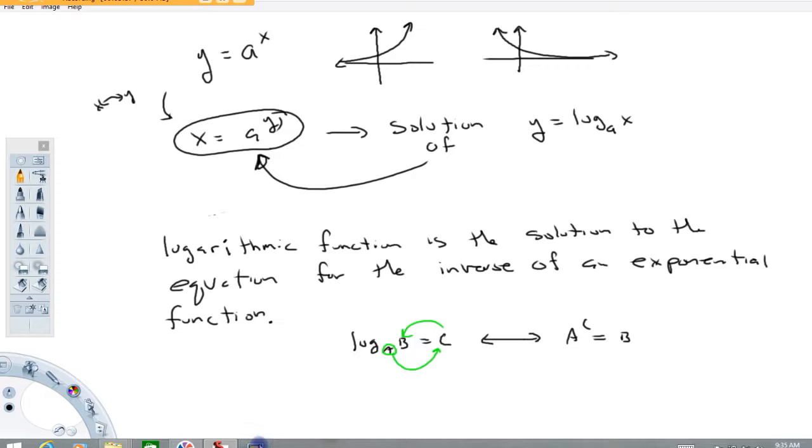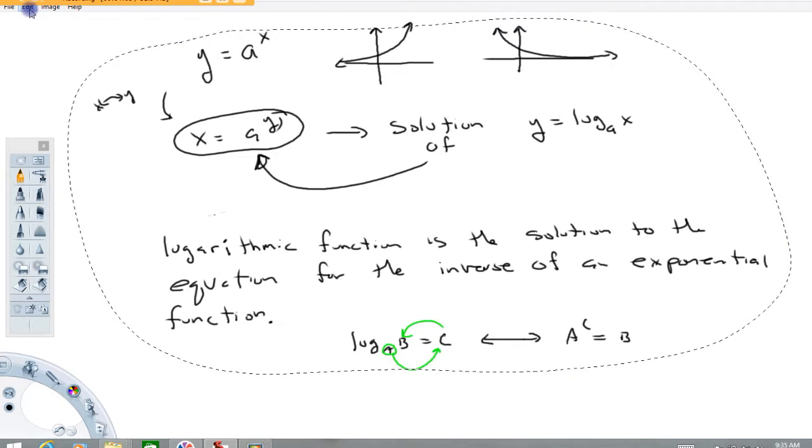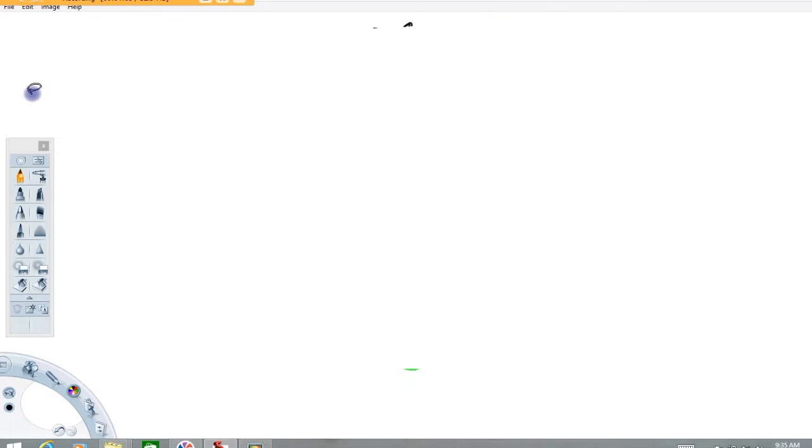Give me a moment. I guess I don't need to clear this out. You can wait. So let's get rid of this guy here, and we'll go through some examples. Clear. All right.